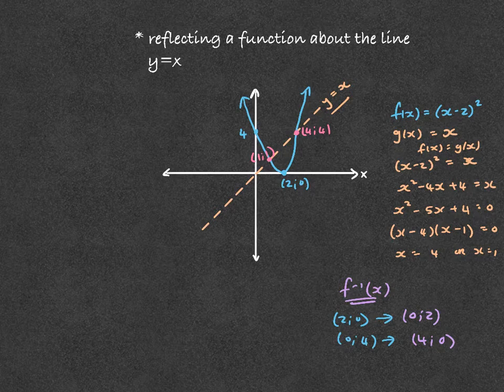Okay, so in other words, we've got this point here. (2, 0) will become (0, 2), all right? And (0, 4) will become (4, 0). Okay, so that is one part of my parabola there. And then, of course, the parabola will still go through (1, 1), and then it will also go through (4, 4). And there's that parabola reflected about the line y is equal to x. All right. So it looks like the parabola fell over. It rotated 90 degrees clockwise.